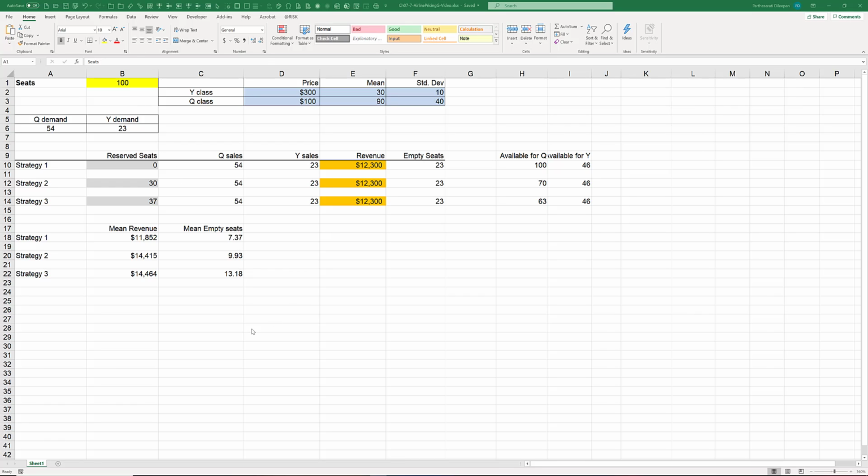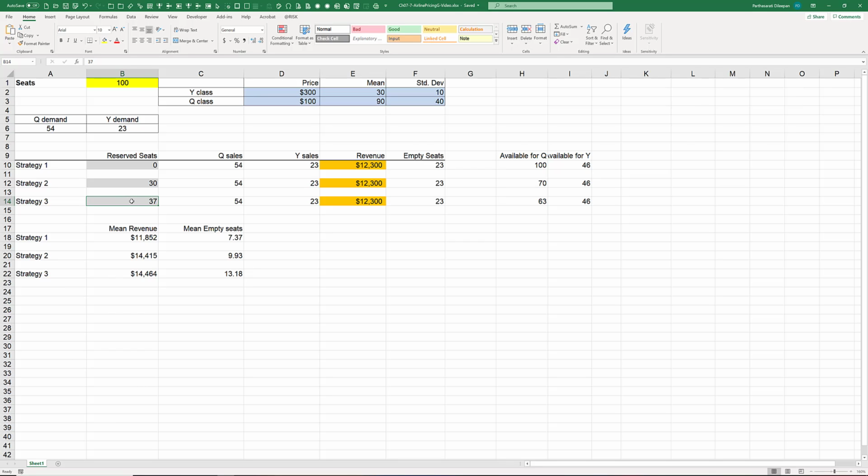Okay, here is our original model. So 3 strategies, 0, 30, and 37, right? That's what we did way back in the beginning of the chapter. So now we want to try 30 and 40.